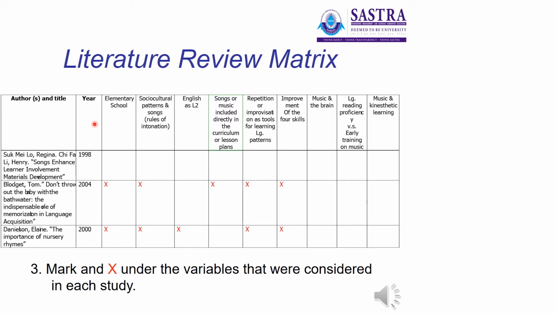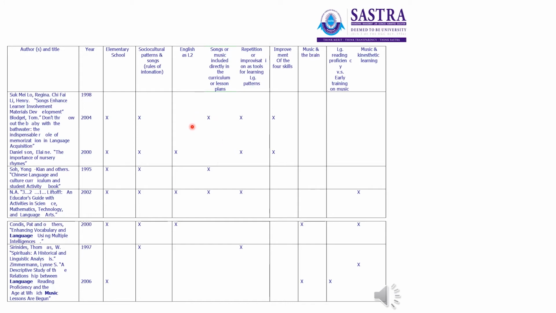So like this, if you look at the first column here, the year, the rows will be growing as well as the columns, because more variables are getting accumulated and reviewed. If you look at this example, the second article and third article, these two authors really talk about the elementary school variable. In that context, you put a tick or mark an X under the variables that were considered in each study. So the second article and third article really used the variable called elementary school.